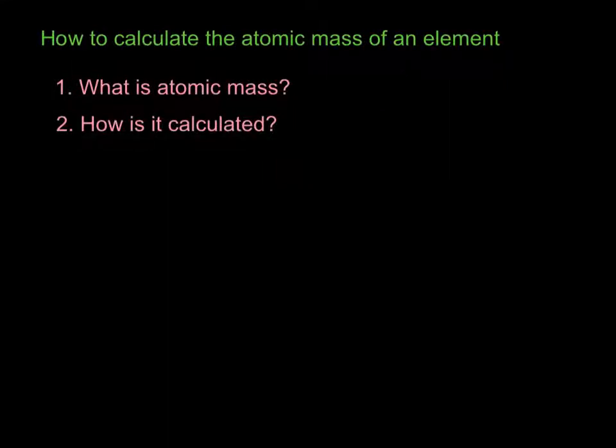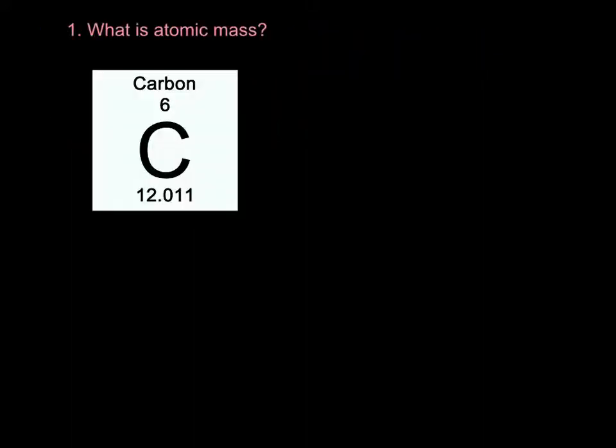In this tutorial, we're going to talk about how you calculate the atomic mass of an element. So first we're going to define what atomic mass is, and then we're going to talk about how it's calculated. So atomic mass. Every element on the periodic table has a tile, and in that tile is listed a decimal number, and that decimal number is called the atomic mass.